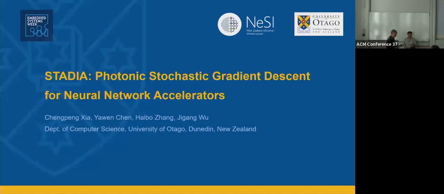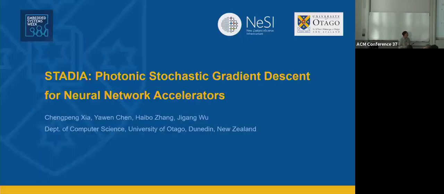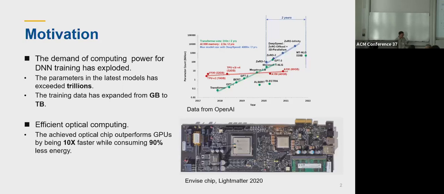Good afternoon, ladies and gentlemen. My name is Chengpeng Jia, and I'm from University of Otago. I'm delighted to have the opportunity to speak before you today. The topic of my research is stochastic gradient descent for neural network accelerators. I'd like to divide my presentation into four parts.